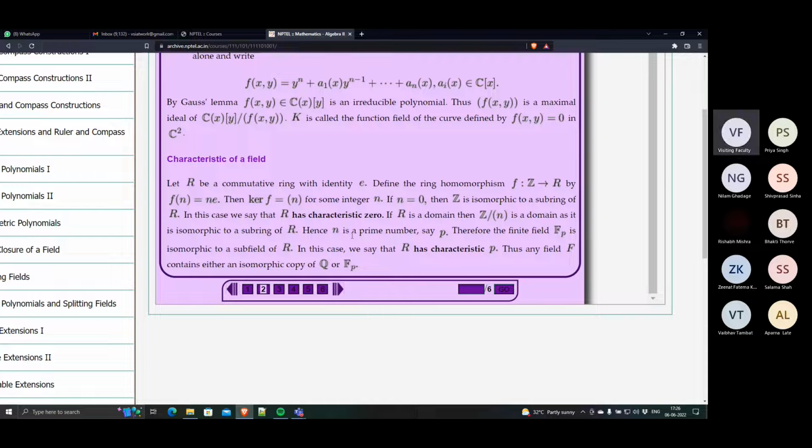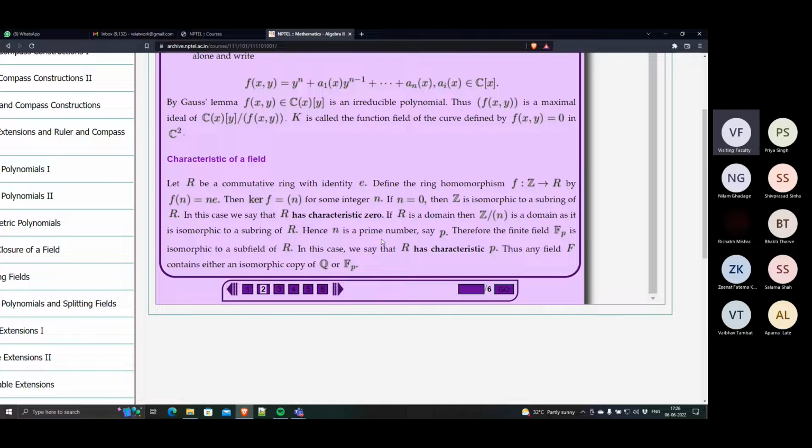Further, if it is not 0, then Z mod n is a domain and it is a subring isomorphic to a subring of R, and in this case it has to be a prime. Okay, so we'll argue in more detail. Here it is not written in enough detail. We'll argue in more detail that the characteristic has to be 0 or P.